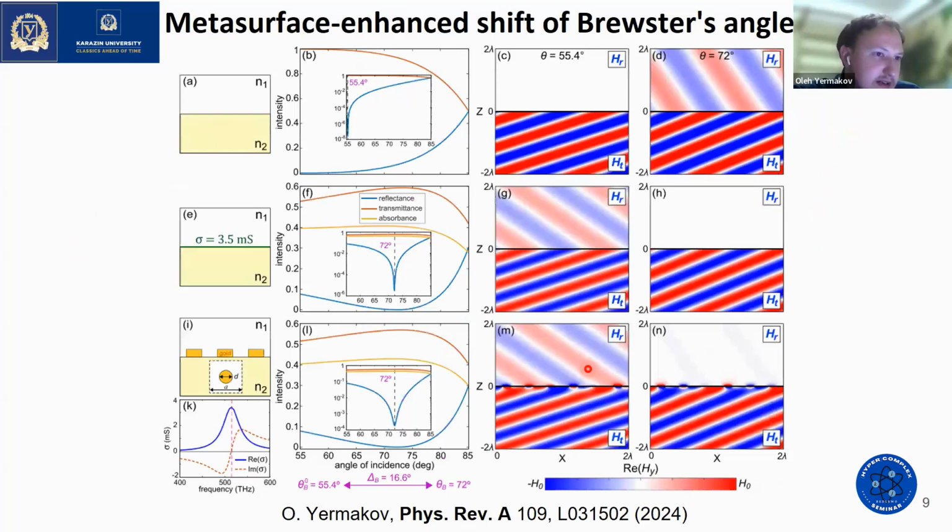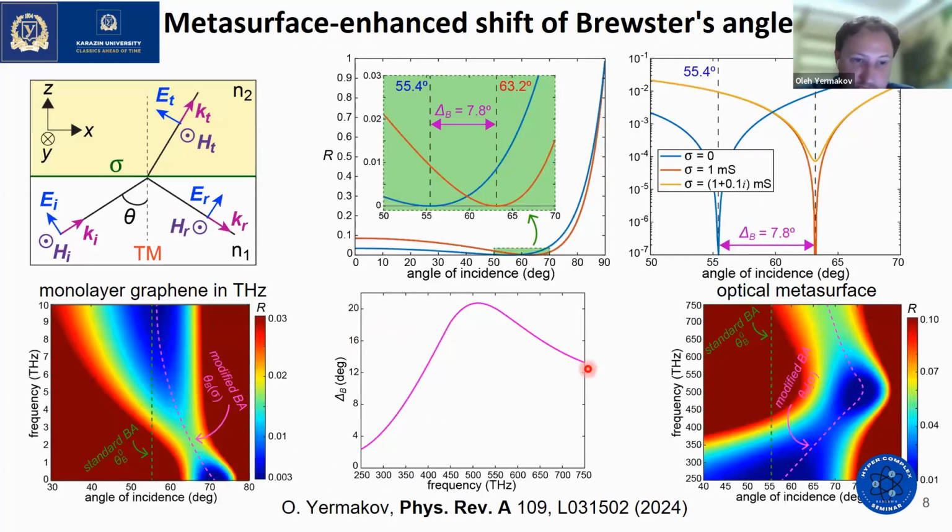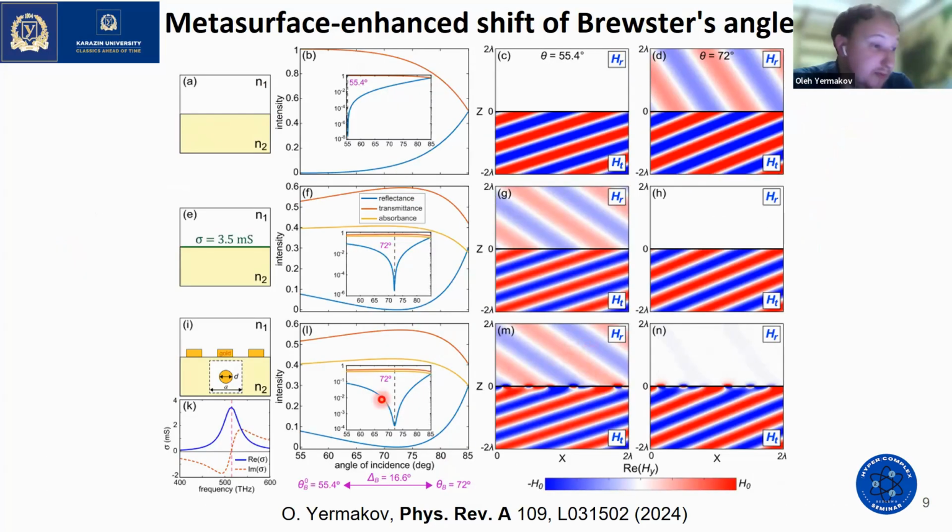Of course, here we use some effective model, and now we propose a real design of such a metasurface consisting of a periodic array of gold nanodiscs of 20 nanometer thickness. Here you can see the reflectance, transmittance, and absorbance for 3 different cases: the interface between air and glass without a two-dimensional layer, with an ideal two-dimensional layer of surface conductivity 3.5 millisiemens, and for this metasurface. So you can see that initially in the right part we have the fields at 2 angles.